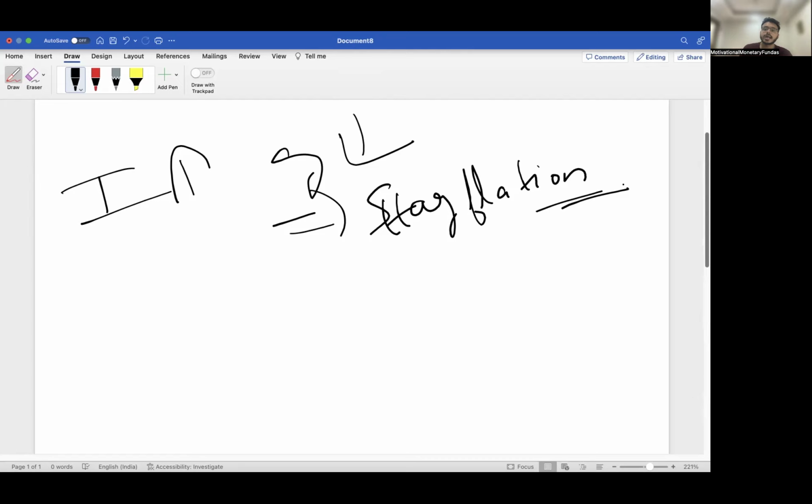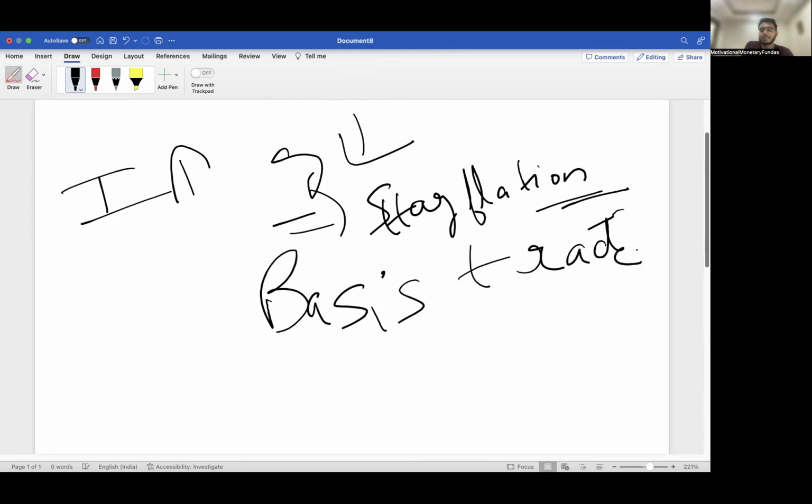Correct. But this time we saw bonds getting sold off. Why? There is something called the basis trade. Basis, basis trade. What basically happens in this basis trade? We're trying to profit from the difference between the spot price and the futures price of fixed income securities, especially bonds.